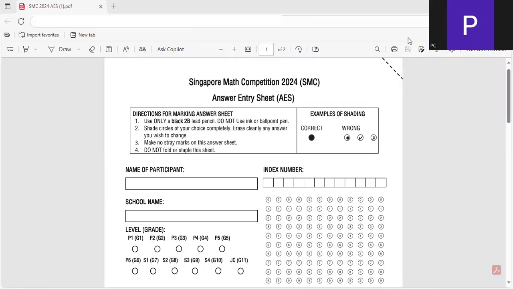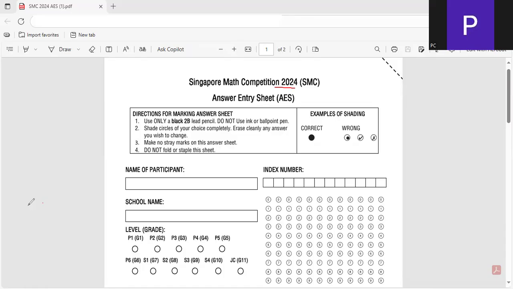Hello friends, today we will be looking at the sample answer entry sheet that needs to be filled in for the offline exam students. This is one of the sample sheets for the 2024 exam, but generally for most of the exams, the format and the look and feel of the answer entry sheet should be the same.